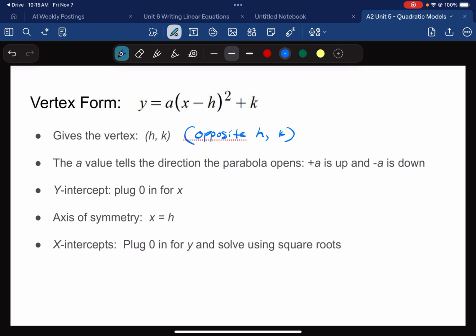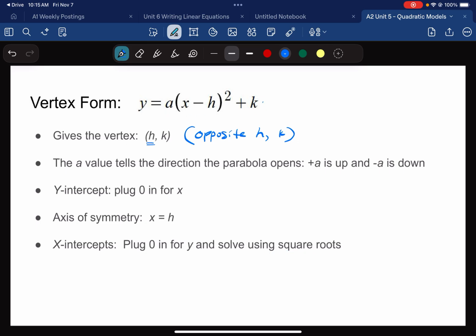So it looks like h is opposite. The a value, again, just tells us the direction. The graph opens either positive a is up, negative a is down. Y-intercept, plug in 0 for x. Axis of symmetry, we already know the x value of the vertex is h, so we'll just say x equals that number. And then x-intercepts, plug in 0 for y, and this time we'll end up solving using square roots.